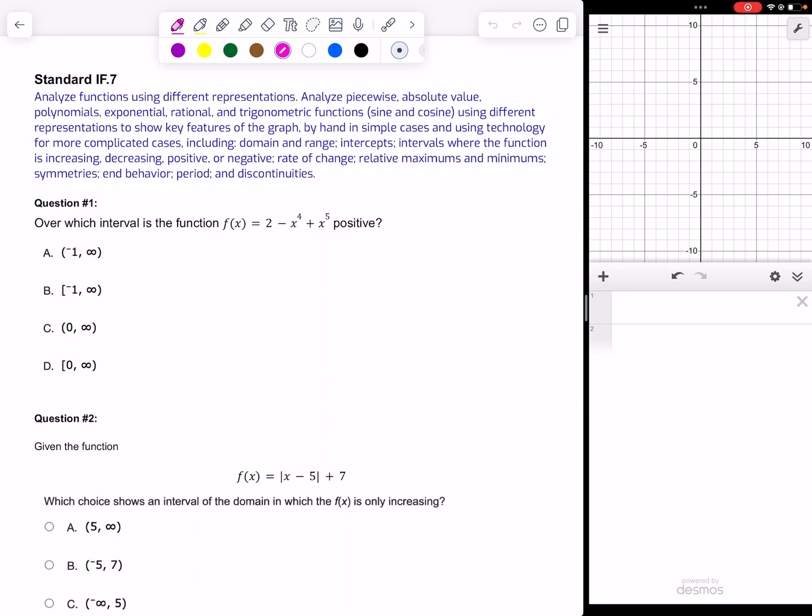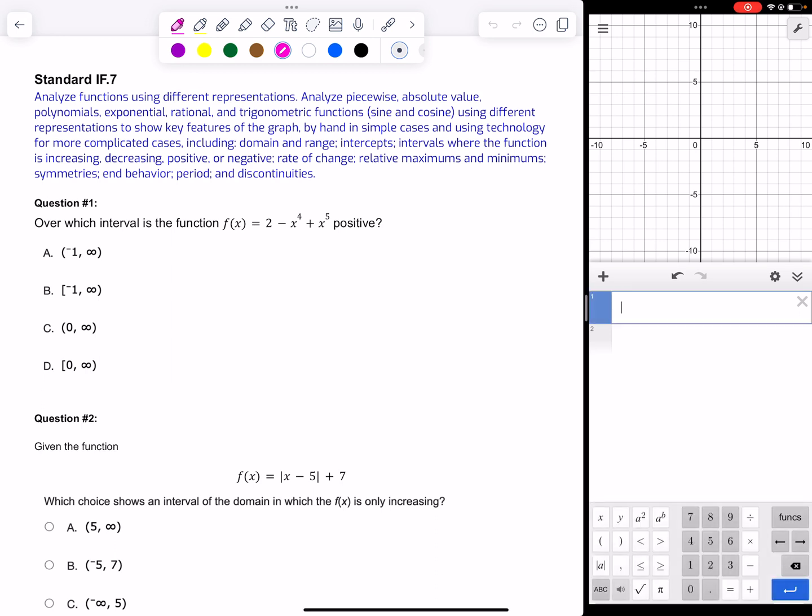Let's take a look at standard IF.7. In this standard, it says that we need to be able to analyze functions using different representations. So question number 1 says, over which interval is the function f of x equal to 2 minus x to the 4th plus x to the 5th positive?